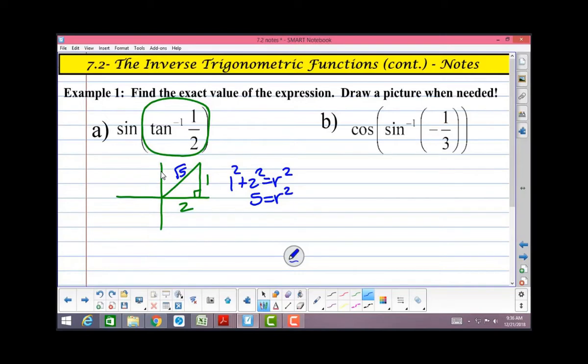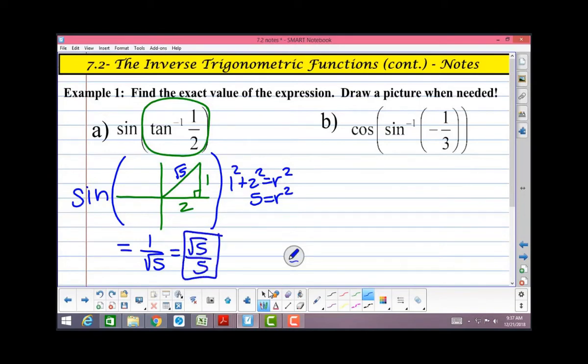So we never actually figure out what the angle is. You could using a calculator, but you don't have to. But we have a picture of this angle with its characteristics. So now from this picture, I'm going to find the sine of this angle. And remember that sine, using x, y, and r, is y over r. So I know the sine is going to be 1 over square root 5, which simplifies to square root 5 over 5.